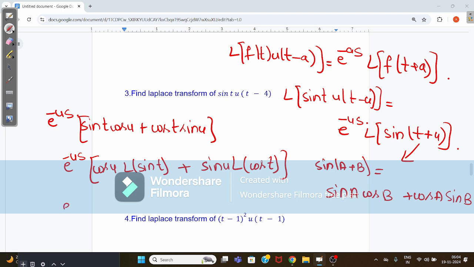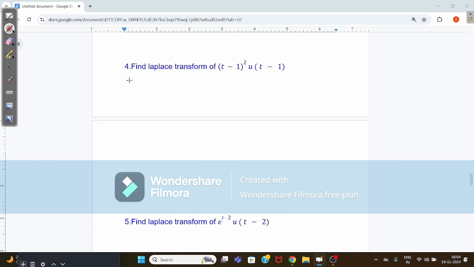So this can be written as e power minus 4s into cos 4, and L of sine t gives the value 1 by s square plus 1, plus sine 4. What is the value of L of cos t? Laplace of cos t gives the value s by s square plus 1. So this is the required answer. Now find the Laplace of t minus 1 whole square u of t minus 1. This is by using the second shifting theorem.